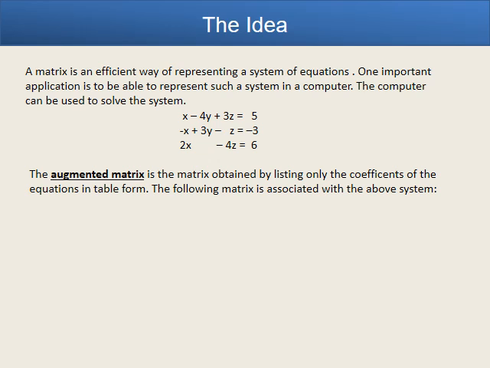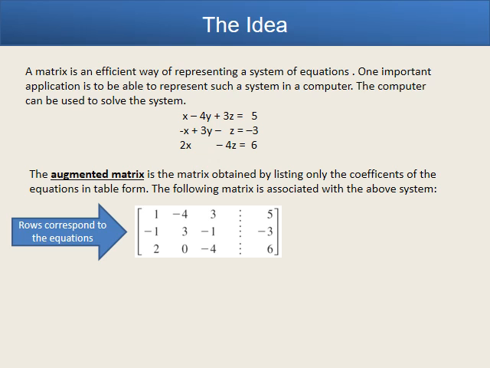The computer can be used to solve the system, such as given here. The augmented matrix is the matrix obtained by listing only the coefficients of the equations in table form. The following matrix is associated with the above system. Notice the rows correspond to the equations, so the first row is associated with the first equation. Second row, second equation. Third row, third equation.